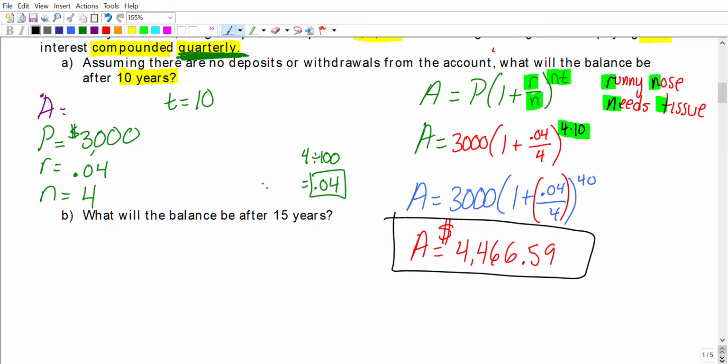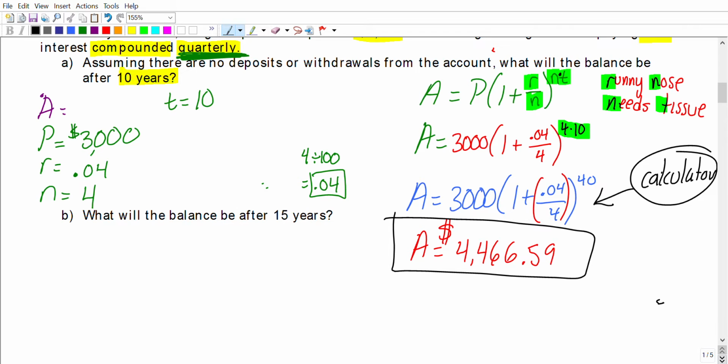So again, guys, this right here is what you want to type into your calculator. Put that second set of parentheses in that division, in that fraction, and make sure that n times t, remember this is n times t, so 4 times 10 is actually 40. So after you type all that into your calculator, you should be able to find your answer, which is $4,466.59.